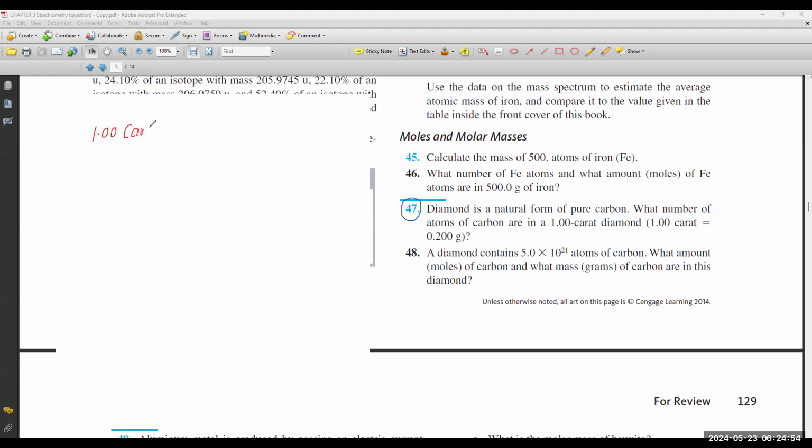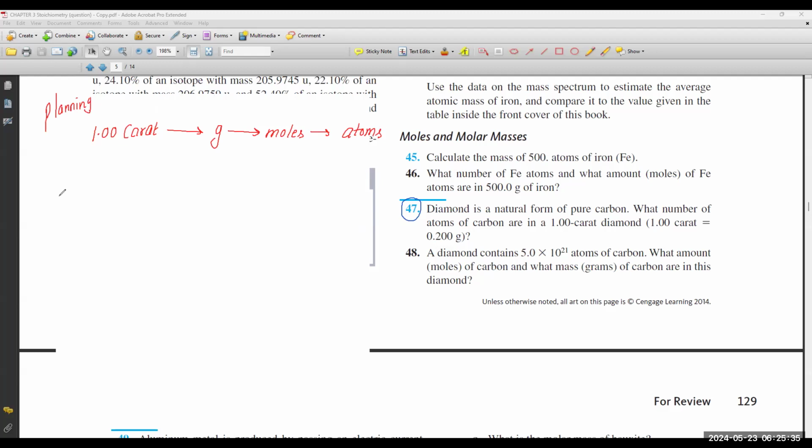1.00 carat, that is given, right? From the carat, we are going to go to grams. From grams, we are going to go to moles. From moles, we are going to go to the number of atoms, right? By using Avogadro's number. And that's what they are asking. This is called as planning. So in every question, we'll do the planning. And then you can plug in the dimensionals.